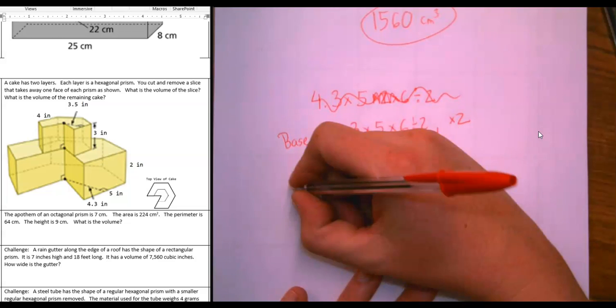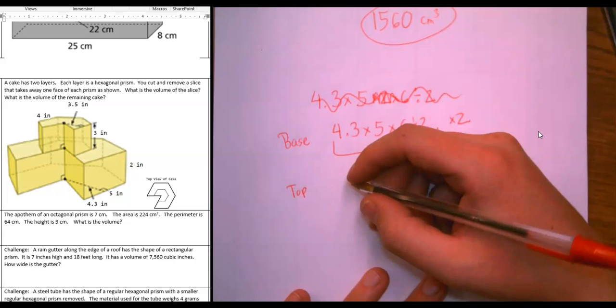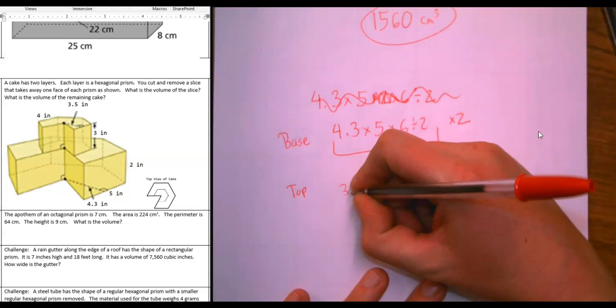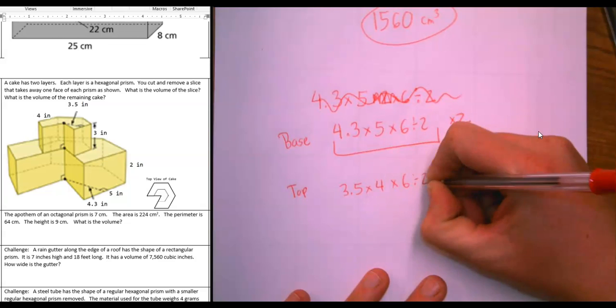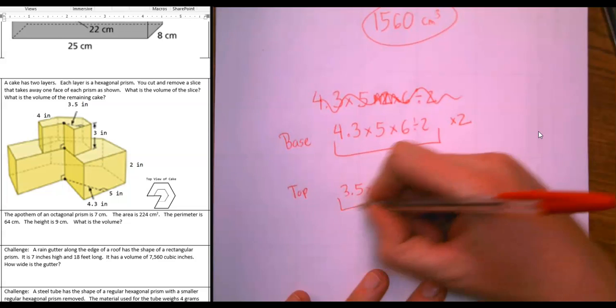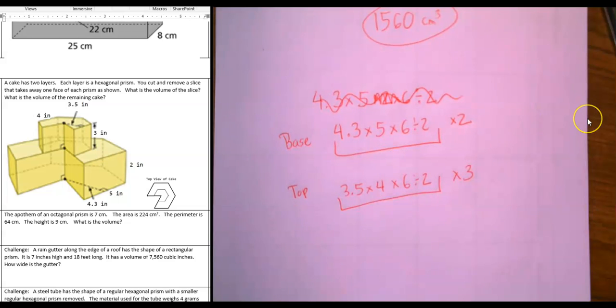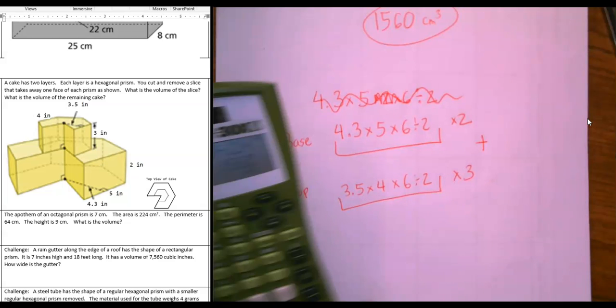Then we do the area of the top tier. The top tier, you've got an apothem, 3.5, times the side length, times 6 divided by 2, and then times the height of 3. This is your area, this is your height. And we're going to add those 2 together, and we'll have the volume of the whole cake before any cutting was done.